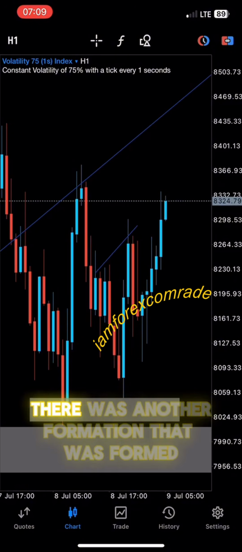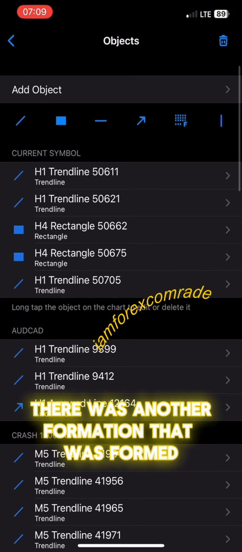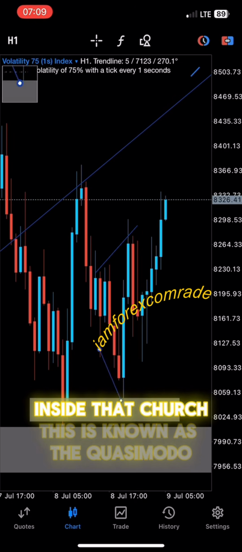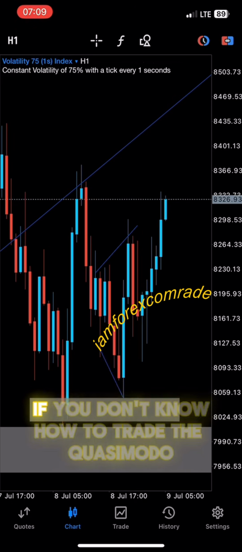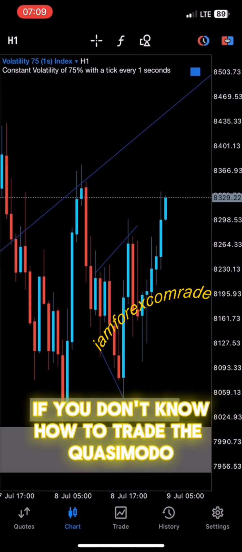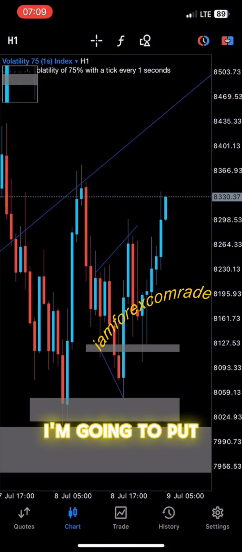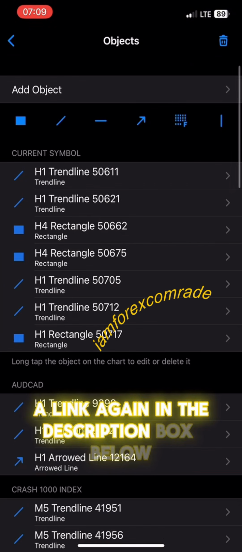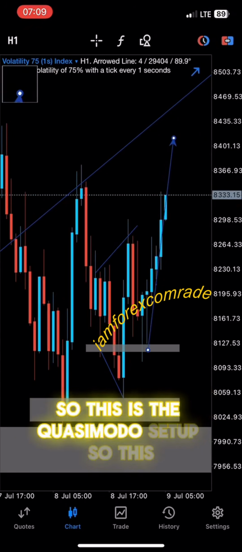However, there was another formation that was formed inside that chart. This is known as the Quasimodo. If you don't know how to trade the Quasimodo, I'm going to put a link again in the description box below. So this is the Quasimodo setup.